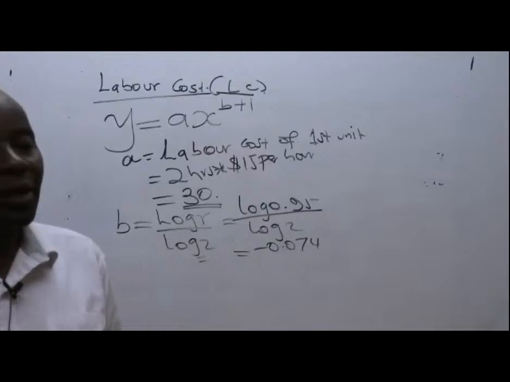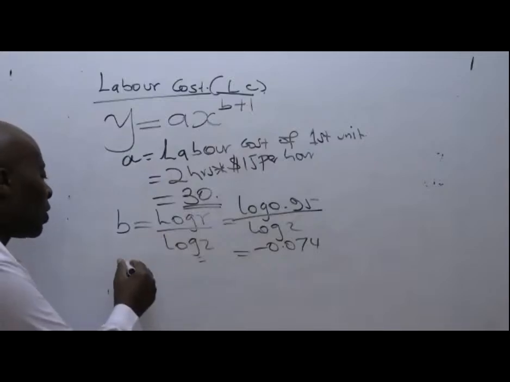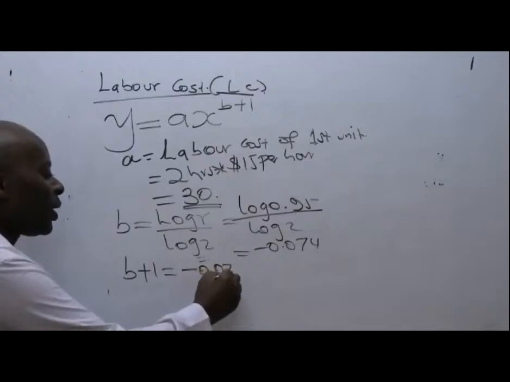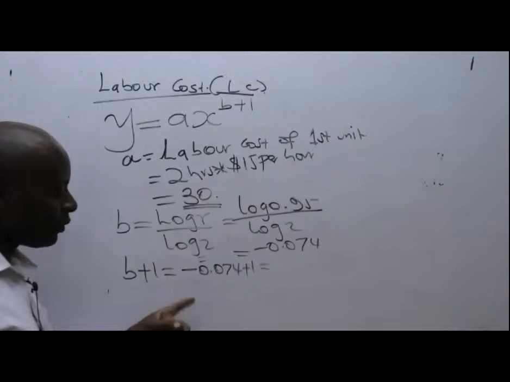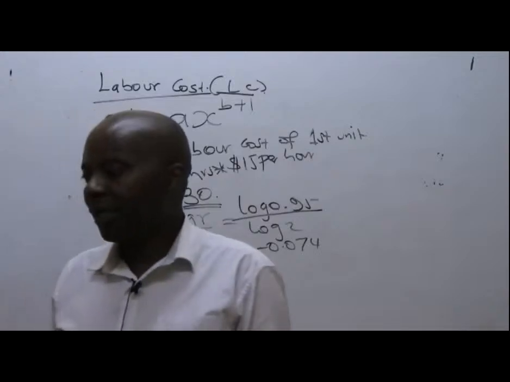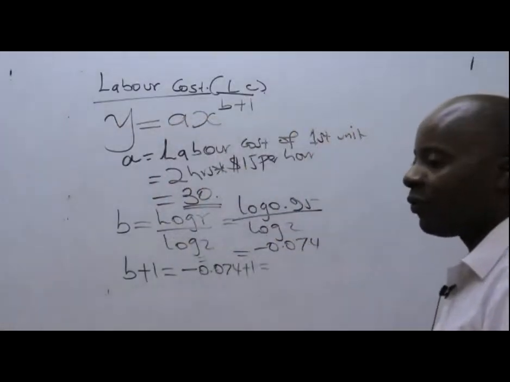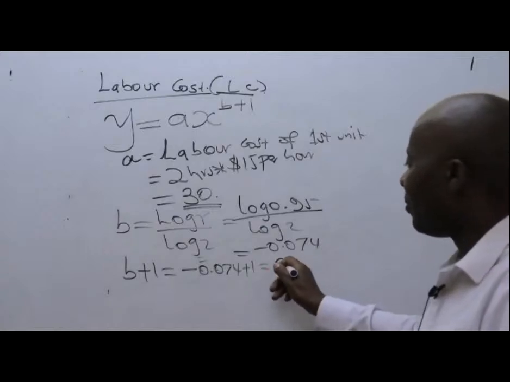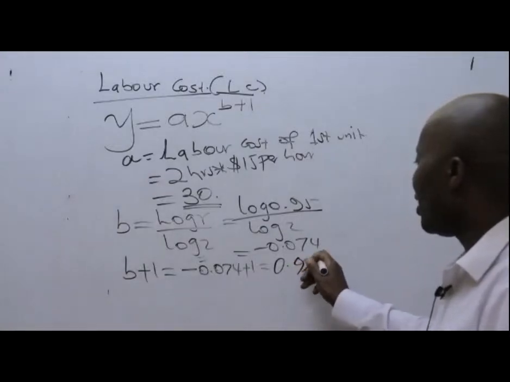Ladies and gentlemen, the moment you give me B, I know as per the exponent wants us to give them B plus 1. So then this will be minus 0.074 plus 1, which will end up giving us what figure? What figure do we have here, somebody? 0.926. Thank you very much, Lucy.